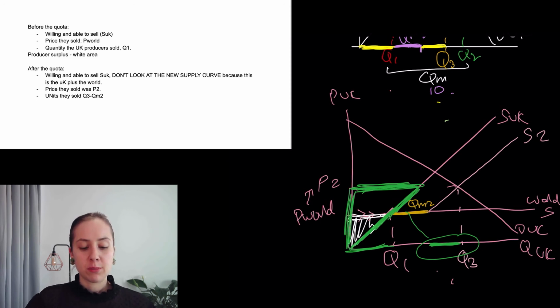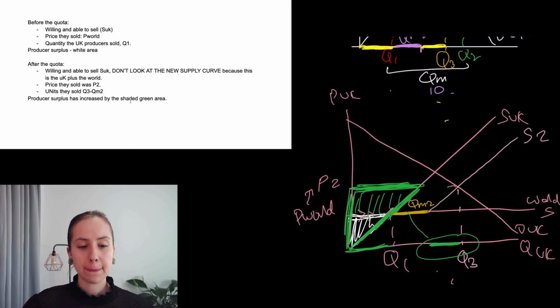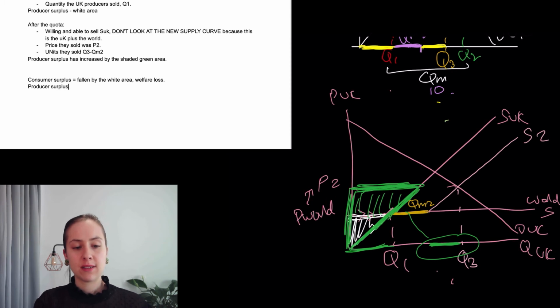So the UK producer surplus is now this green bit, which means they've added on this green area of producer surplus. So producer surplus has increased by the shaded green area. Okay, so let's take into account what's happened. Remember, consumer surplus has fallen by the white area. That was like their welfare loss. And producer surplus has increased by the green area.